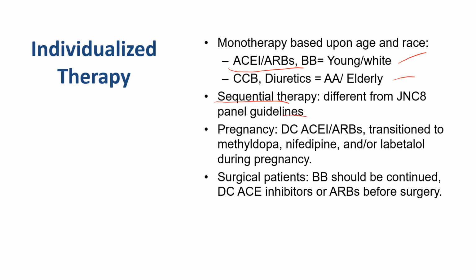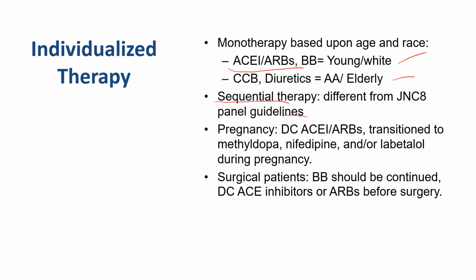There's a concept of sequential therapy, which is different from the guidelines. The JNC8 panel guidelines recommended that when you start a patient on a monotherapy, it doesn't matter if it's ACE inhibitor, ARB, beta blocker, calcium channel blocker, or whatever, we need to keep pushing the initial drug to the maximum recommended dose, and then add a second drug from a different class if the blood pressure is still not controlled.